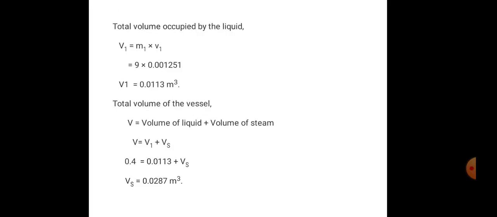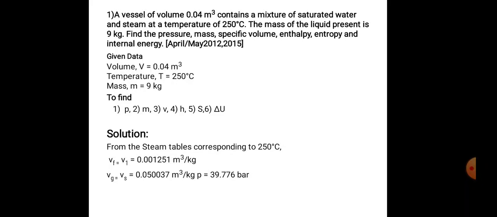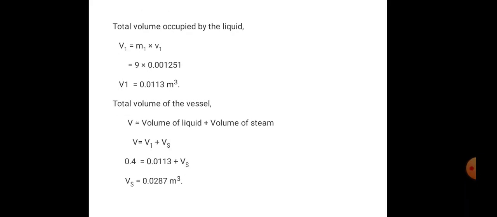Next, the total volume occupied by the liquid: we know the formula, capital V equal to mass into small v. So 9 into the V1 value we already know, 0.00125 meter cube per kilogram, taken from the steam table. Substituting into the equation, we get V1, the total volume occupied by the liquid, equal to 0.0113 meter cube.